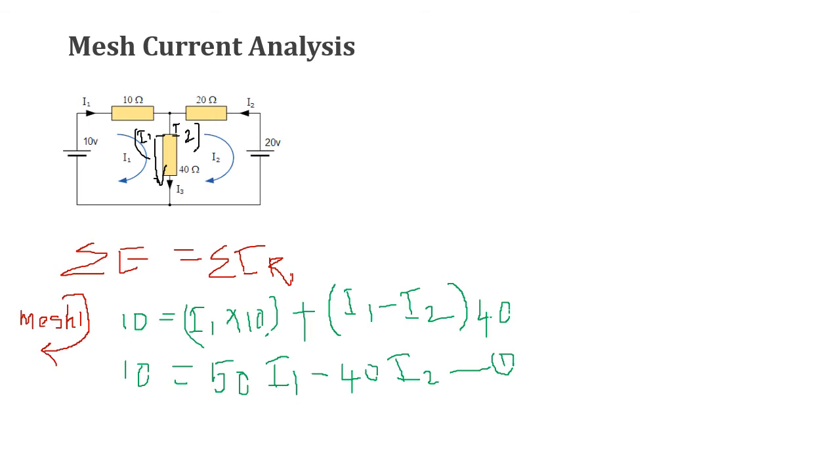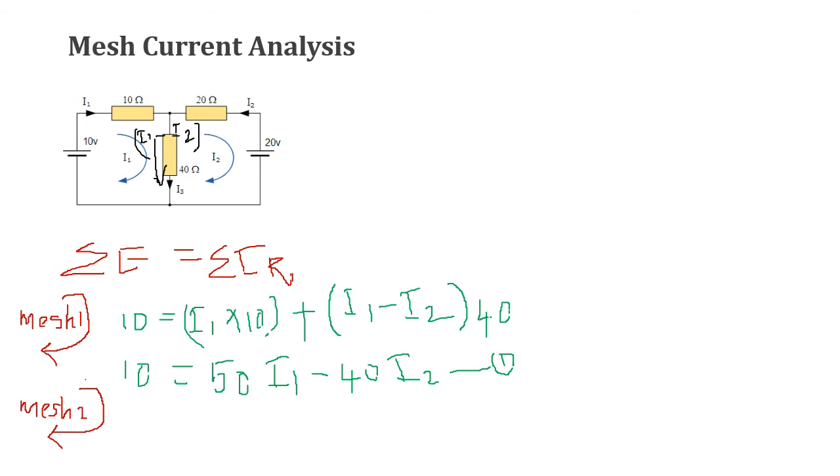Then in the same way we are going to write the relationship for mesh number 2. Here is mesh 2, but we need to be careful about the direction of our mesh current. Here the mesh current direction is the same as our mesh 1 direction, which is clockwise. Then we are going to use this loop equation for mesh 2.